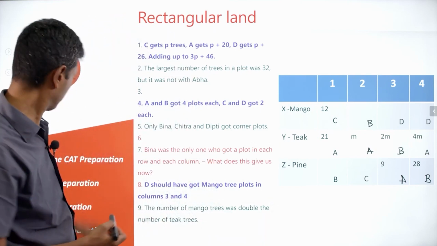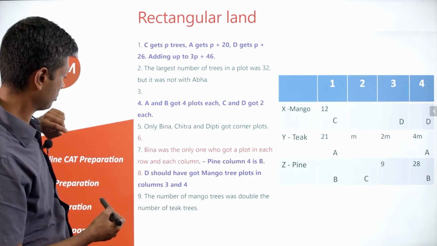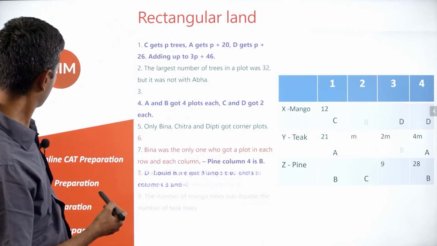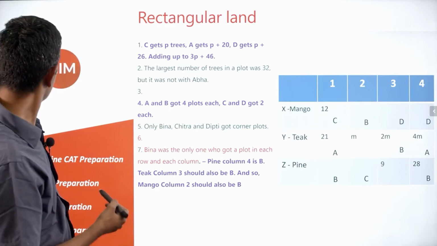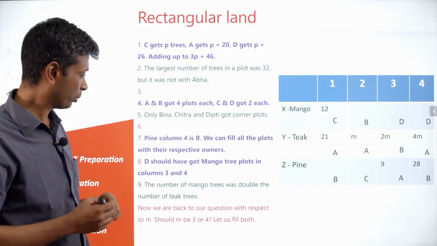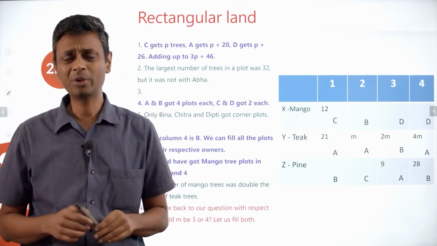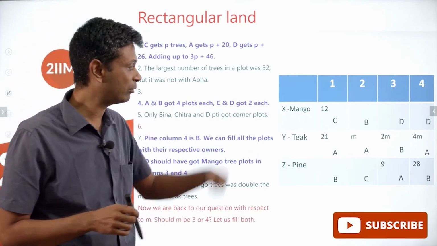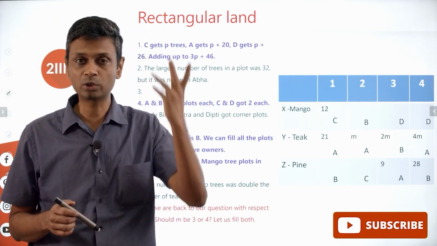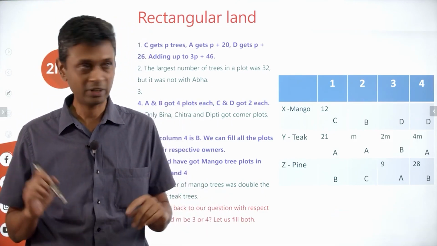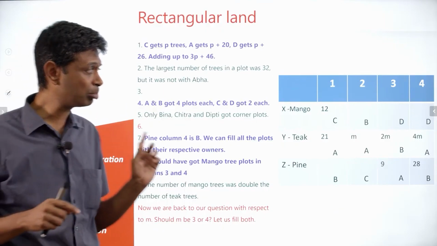Now let's go back to, give me a second. Super. Now we can come back to our question on whether M is equal to 3 or 4. Now it's plain vanilla, very simple. Put m equal to 3, fill the numbers. Put m equal to 4, fill the numbers. We are good to go. Right? Now A has got completely filled.